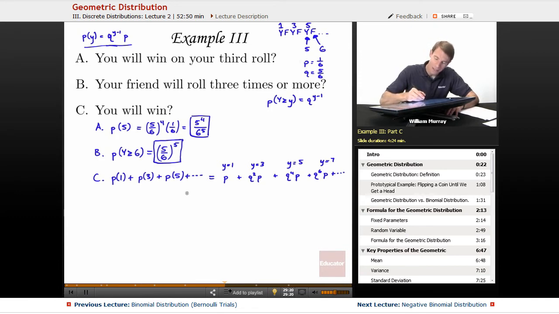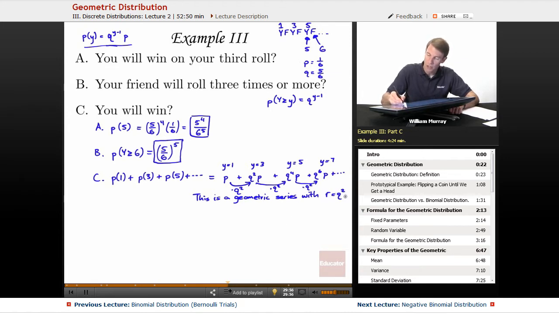What I see here is a geometric series. Now I've got to figure out what the common ratio is between each term. I see that to get from the first term to the next one, I'm multiplying by q squared, and to get from that term to the next one, I'm multiplying by q squared, and so on. It's q squared every time. That's why it's a geometric series. So my common ratio is q squared.